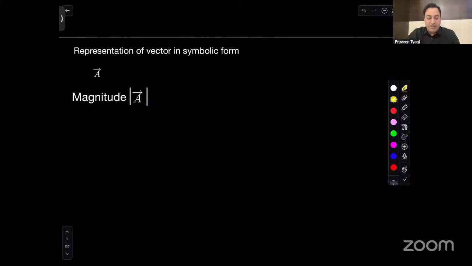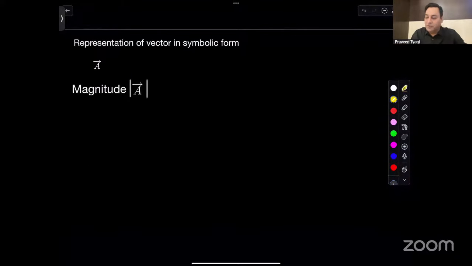How do we represent a vector in symbolic form? I will write neatly, don't worry. Just be patient, we have just started. So, representation of a vector in symbolic form. Any vector, when it is written, is always written as an alphabet with an arrow on its head. This is the representation of a vector.